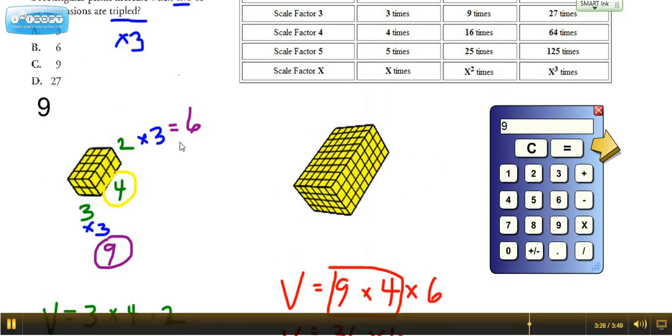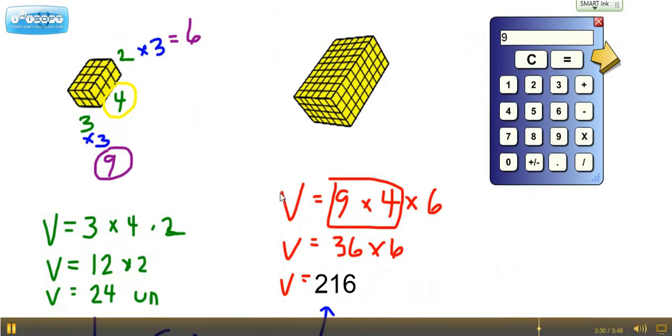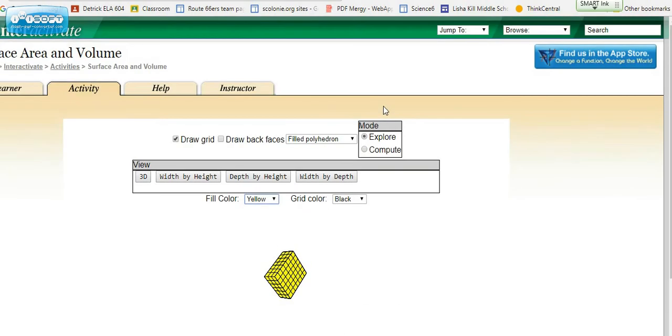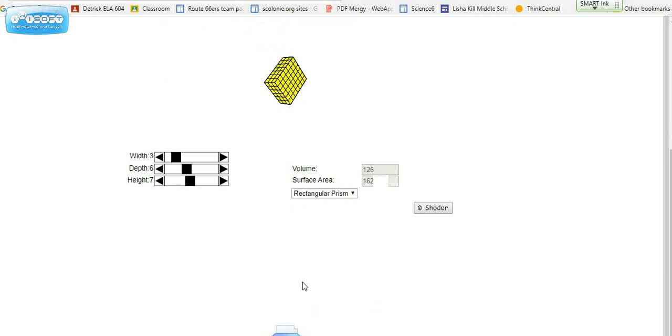And by the way, we could have chosen any rectangular prism and chosen two of the dimensions, and we'd still find that times 9 thing going on regardless of the dimensions that we chose. And if you don't believe me, try out this app. It's called Surface Area and Volume. You can find it on my Route 66ers webpage, and it's a lot of fun to play with.